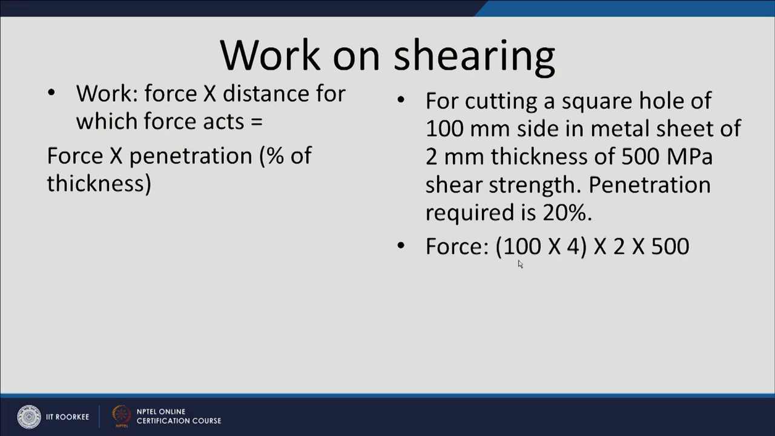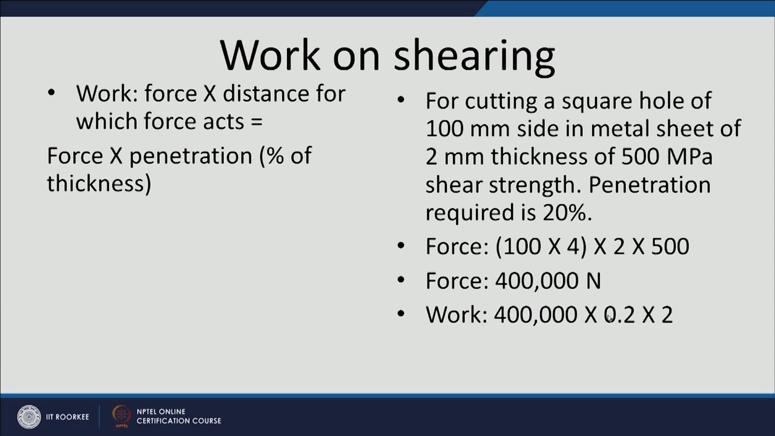Shear force can be obtained for the square hole with side A. Side multiplied by 4 gives the perimeter of the cut, multiplied by the sheet metal thickness gives the shear area, and multiplied by the shear strength of the material gives the shear force, which comes out to 400,000 Newton. If it is multiplied by the penetration required, 0.2 multiplied by the sheet metal thickness, this gives the work required, which is 160,000 Newton mm.